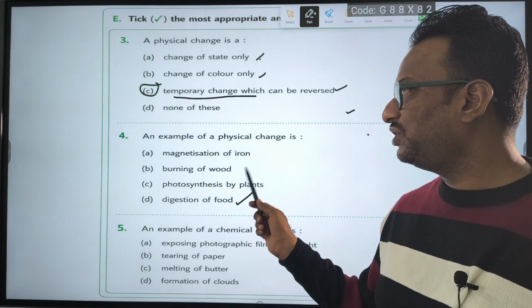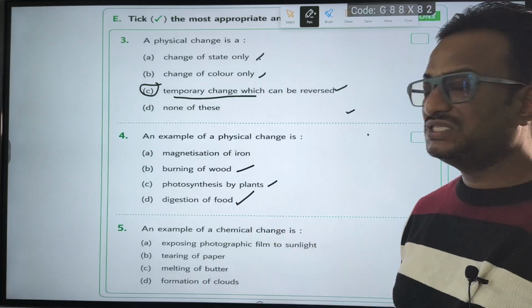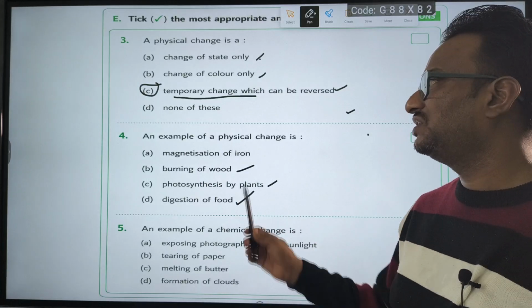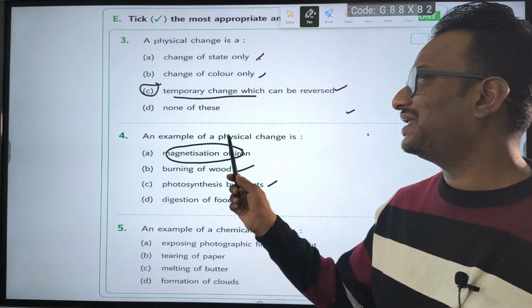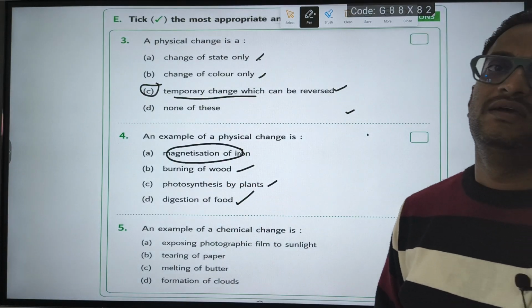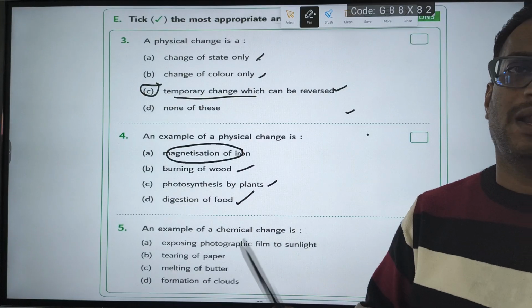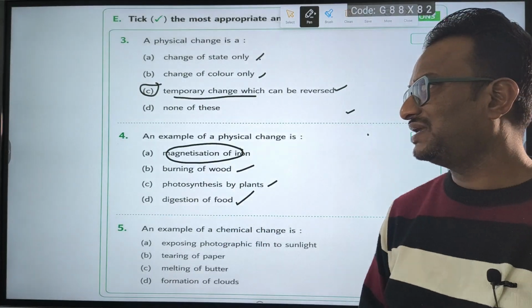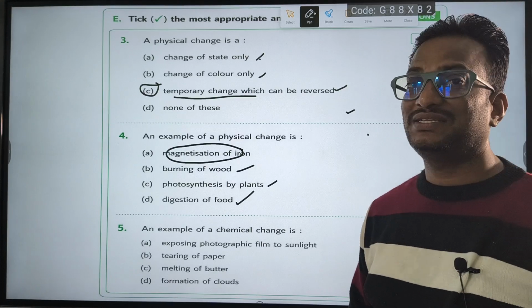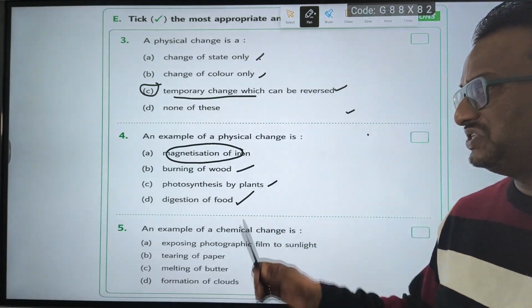So, burning of food is a chemical change. Photosynthesis by the plants is also a chemical change. The correct answer is magnetization of iron. You can demagnetize it. We can do it by hammering or rubbing whatsoever. We can demagnetize the magnetic substance. So, it is a physical change.